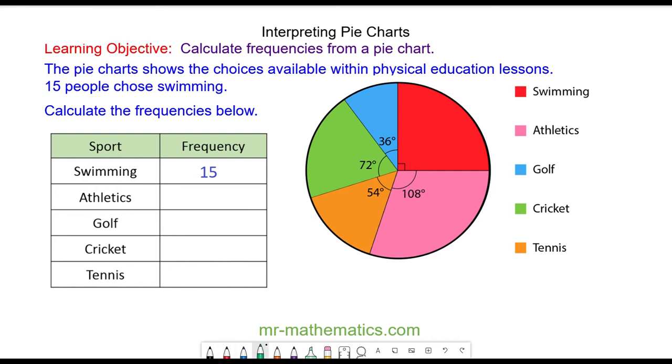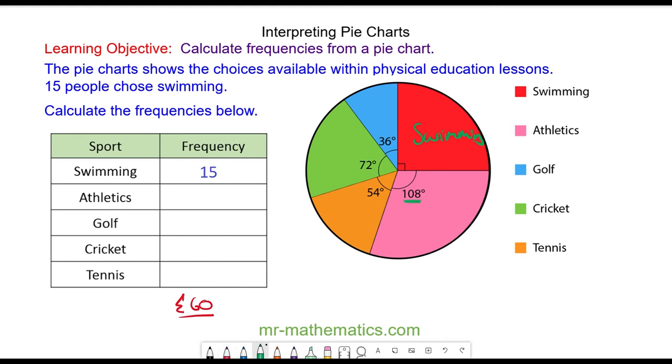So you can see that the swimming here is 1/4 of the circle, and 1/4 of a circle represents 15 people. So if we multiply both by 4, we get the full sample of 60. So the total of all the frequencies is 60. We can use this information to calculate the athletics, golf, cricket and tennis.